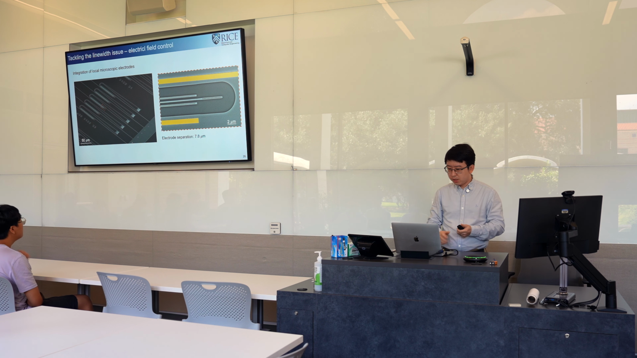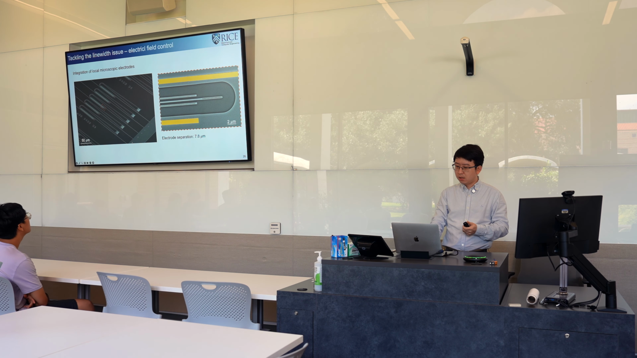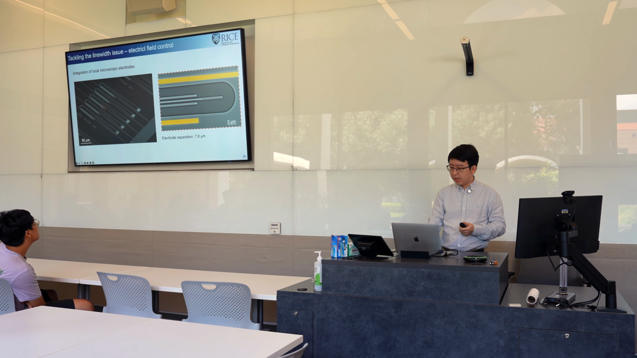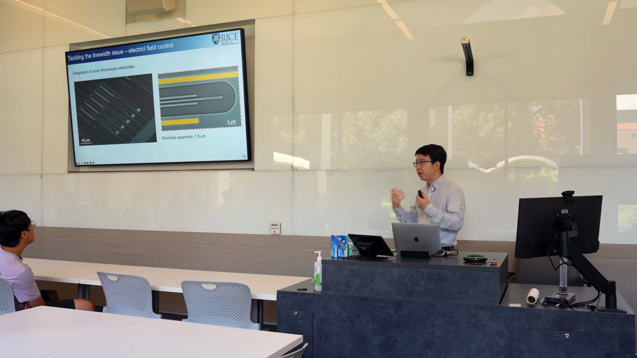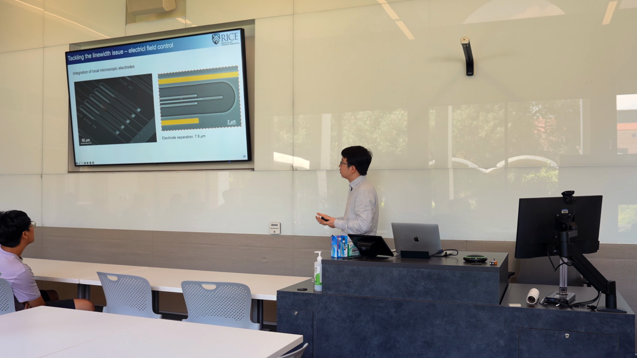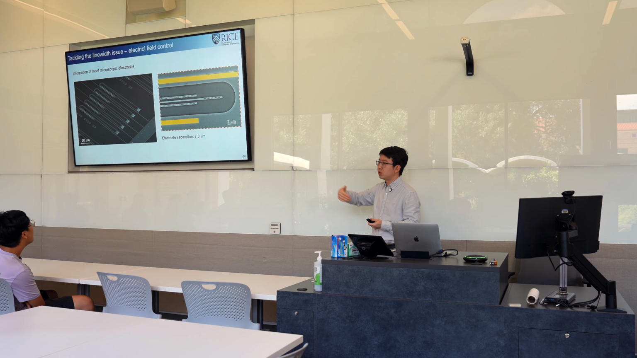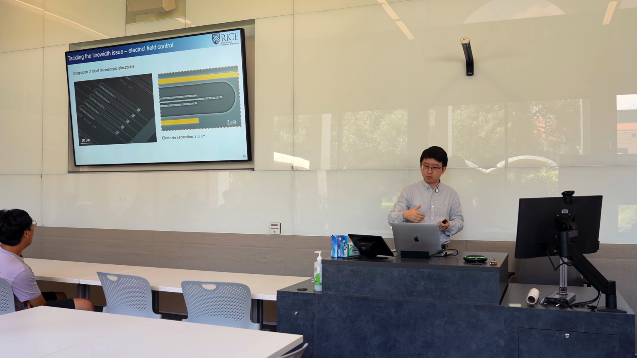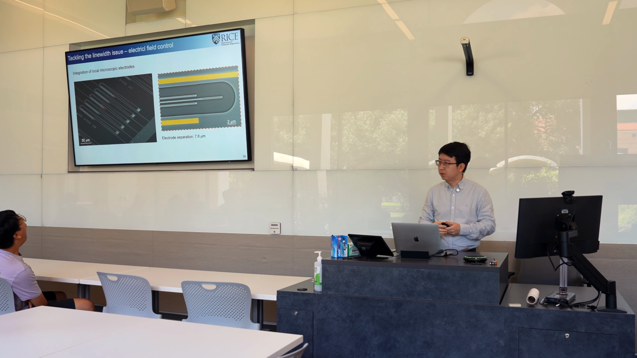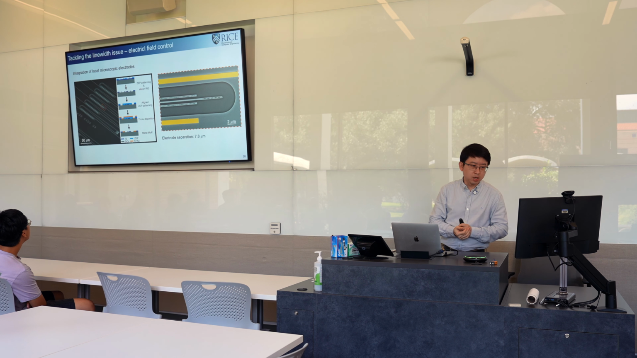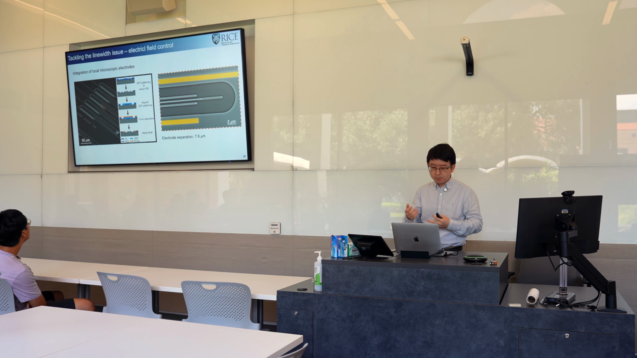So what we do here is we actually pattern and deposit gold electrodes on both sides of this cavity, and then we apply a voltage on top of that, so that we can generate an electric field between these two gold electrodes, and this electric field can interact with the T-center and try to control the T-center transition. Of course, this requires a little bit complicated fabrication process where you need to align your different layers of wiring in the clean room.